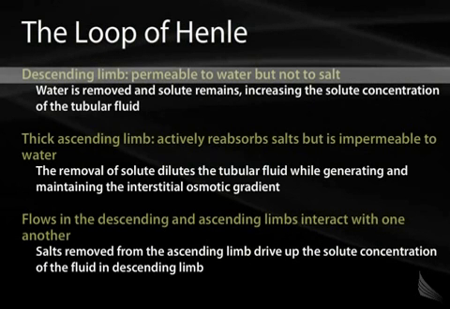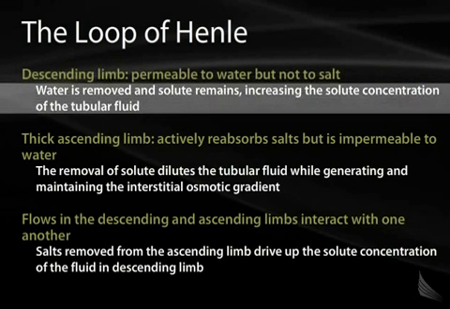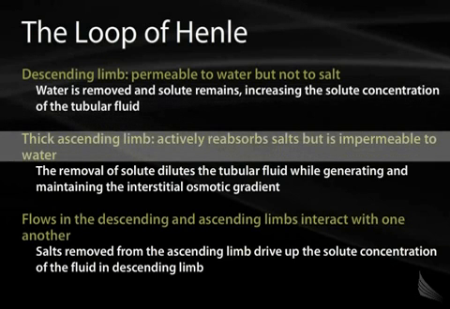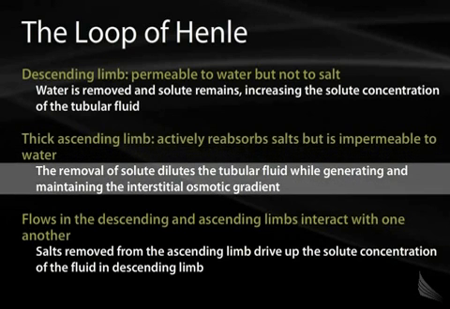Let's walk through this again. The descending limb is permeable to water but not to salt. Water is removed, solute remains, and increases the solute concentration of the tubular fluid. The thick ascending limb is the opposite. It reabsorbs salt and is impermeable to water. What this does is dilute the tubular fluid, but also concentrate the interstitium. This concentration of the interstitium then provides the driving force for water reabsorption in the thin descending limb.